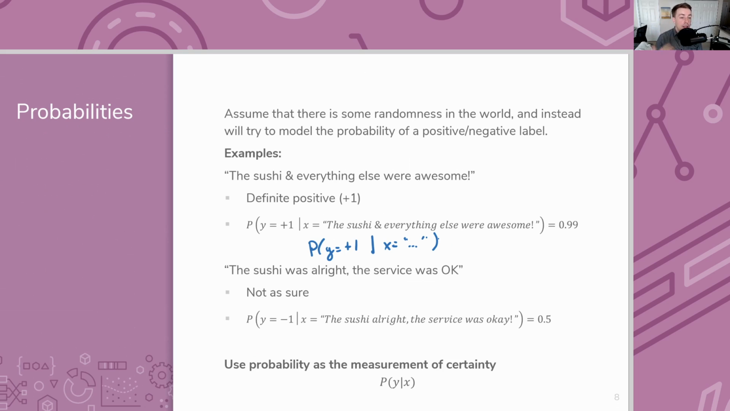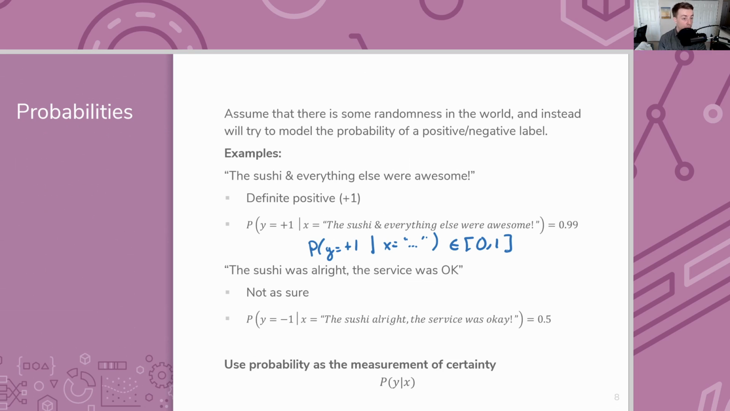Since these are probabilities, these are going to be numbers between 0 and 1, where 0 is very unlikely and 1 is extremely likely. And anything in between is degrees of certainty. So you might have another example that says, like, the sushi was all right, the service was okay, where it's more ambiguous. Is this a positive review or a negative review? In which case we might say that the probability it's positive or the probability it's negative might be something like 0.5, because we're not quite sure.